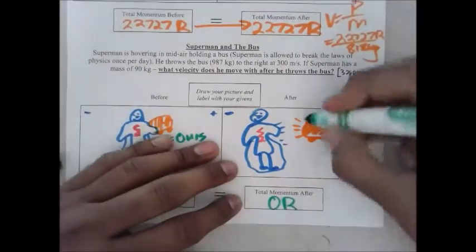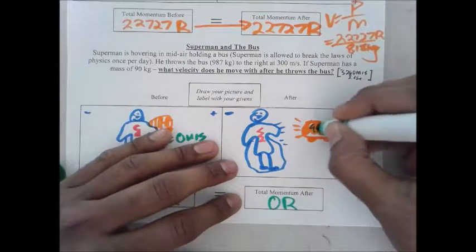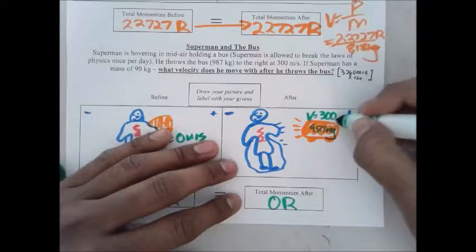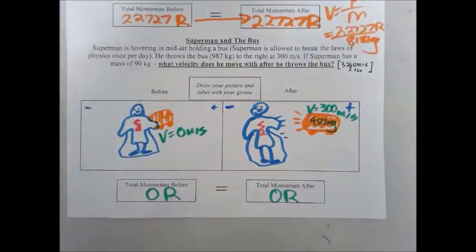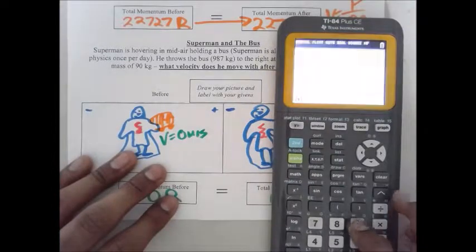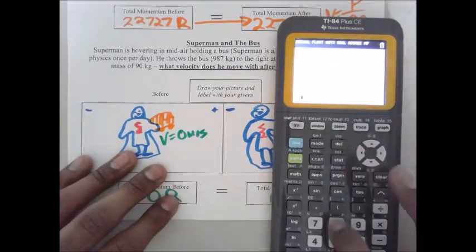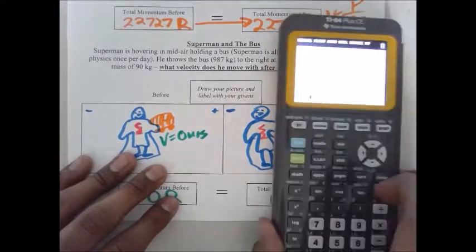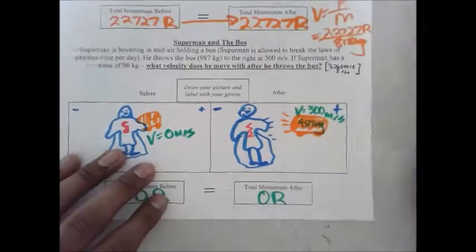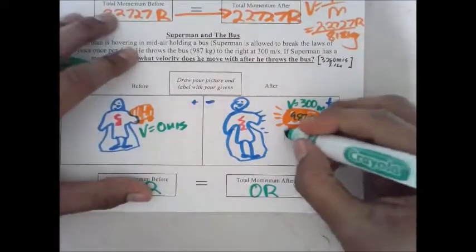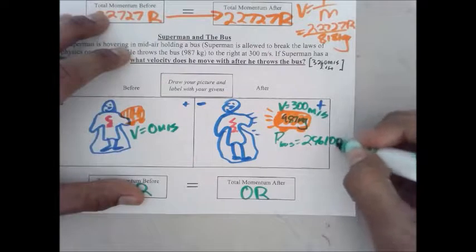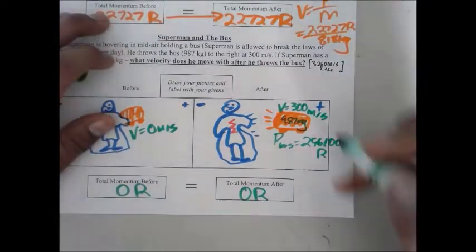In this case, this bus has 987 kilograms of mass. It has a velocity of 300 meters per second. Now, if we know that to be true, then we can find its momentum pretty easily, because we have a bus of 987 times 300 meters per second. So that's 296,100. So the momentum for the bus is equal to 296,100.